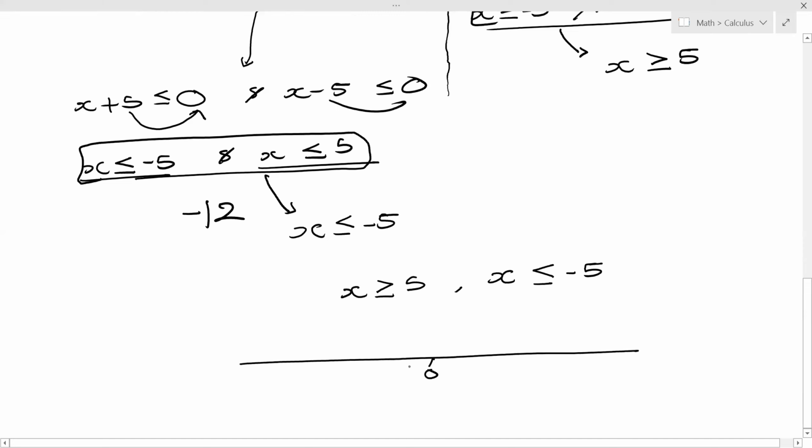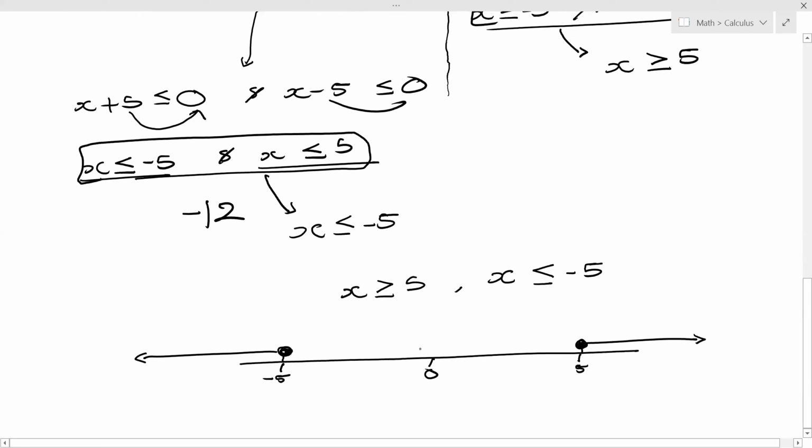And if we draw this on a number line, we have something like this. We can say we have 0, -5, 5. We can put a circle here, shade it because 5 is included. We go like this. -5 is also included. We go like this. So for the domain, x is less than or equal to -5, x is greater than or equal to 5.